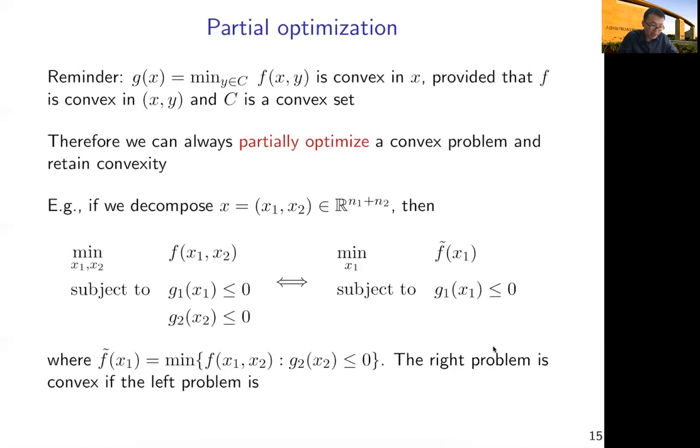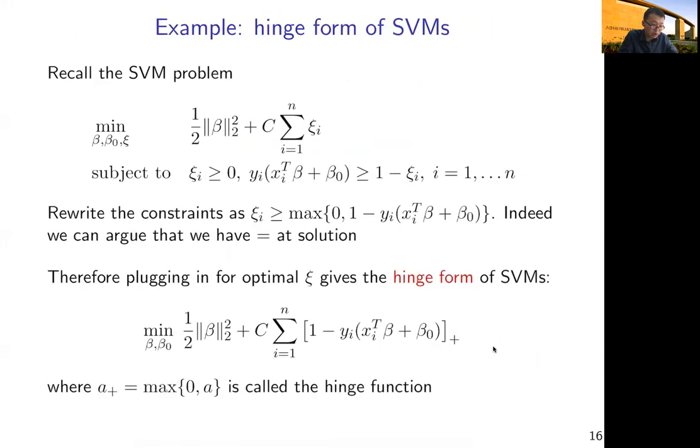So this follows directly from the principle of partial minimization in the rule of convex function composition, and that gives us another convex optimization problem with additional variables removed, right? So let's give a particular example from the support vector machine. On top we have the support vector machine written exactly the same as the one in the previous slide about support vector machine.